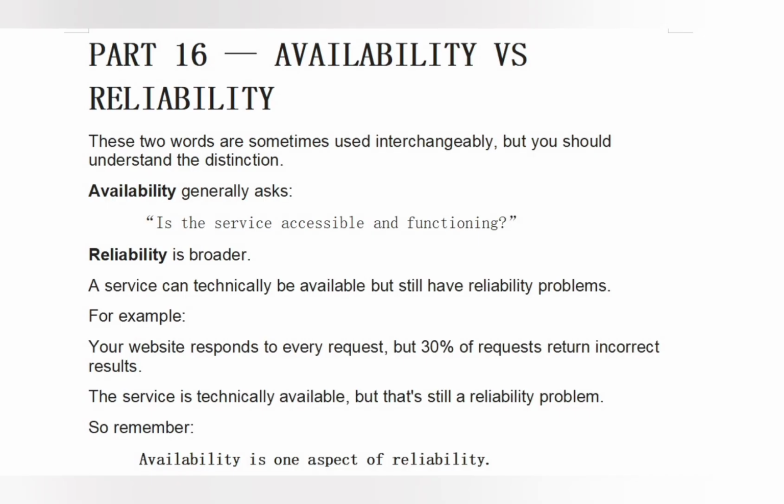Next part is availability versus reliability. These two words are sometimes used interchangeably, but you should understand the distinction. So availability generally asks, is the service accessible and functioning? Reliability is broader. A service can technically be available but still have reliability problems. So you need to understand this. For example, your website responds to every request, but 30% of the requests return an incorrect result. The service is technically available, right? Because it is returning a response for every request, but that's still a reliability problem because 30% of the requests are incorrect results. So remember, availability is one aspect of reliability.